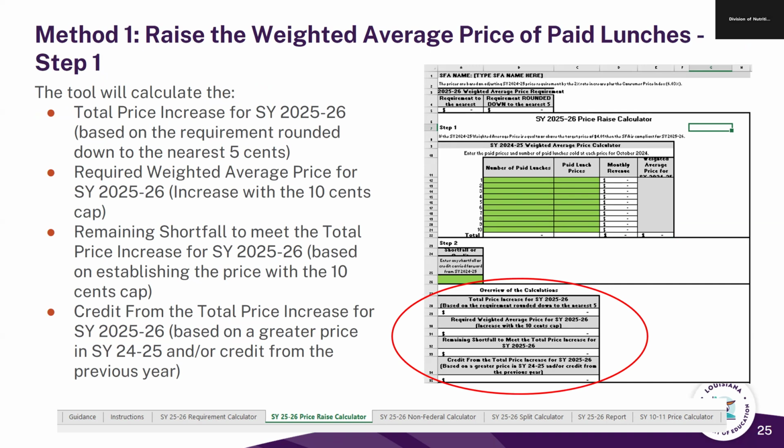So continuing on with step 1, the tool is then going to calculate the total price increase for 25-26 based on the requirement, rounded down to the nearest 5 cents. It's also going to calculate the required weighted average price for 25-26 with the increase with the 10-cent cap. It's also going to calculate the remaining shortfall to meet the total price increase. And then it's also going to calculate any credit from the total price increase for 25-26. So that's all going to populate into that area that's circled on the screen.